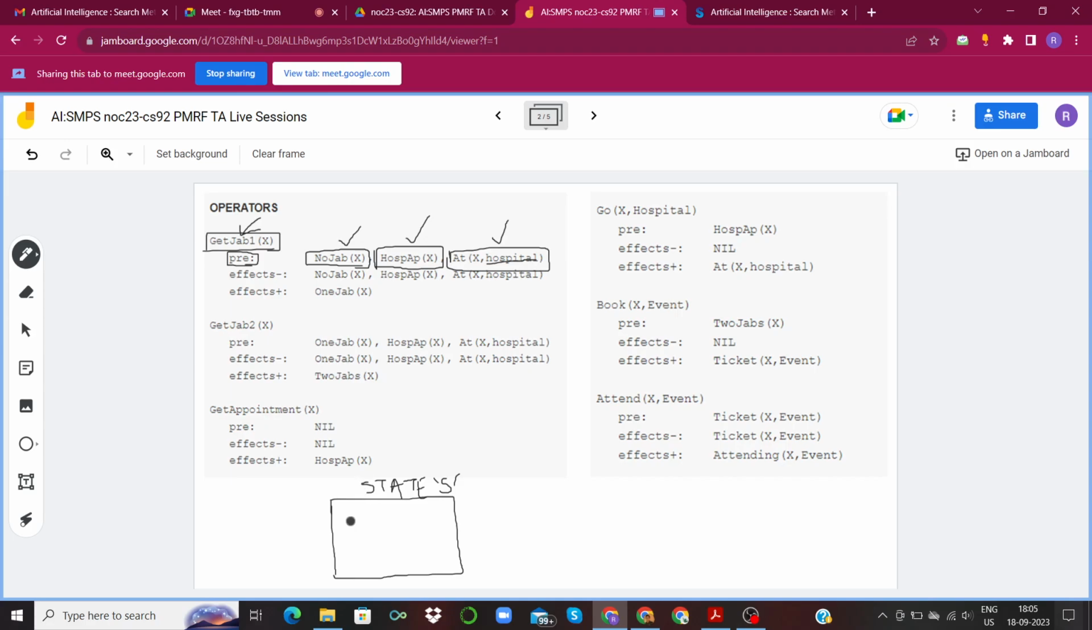Okay, for example, we could have something like no jab Ram. Okay, this basically means that Ram has not received any dose or jab of vaccine. Another fact could be hospital appointment, some other person, let's say Lakshman.